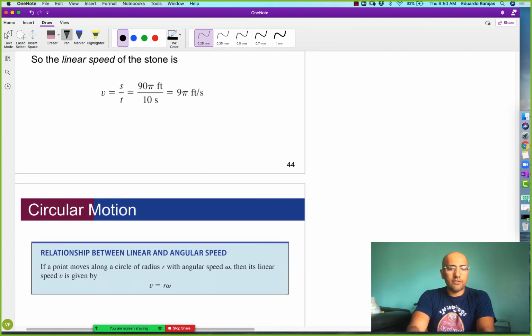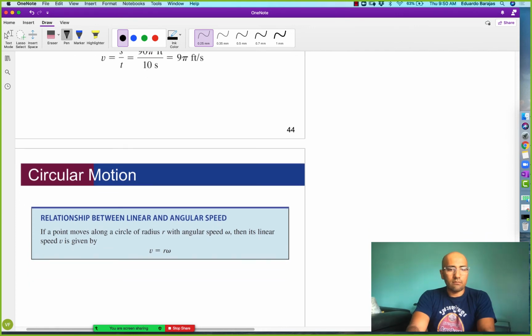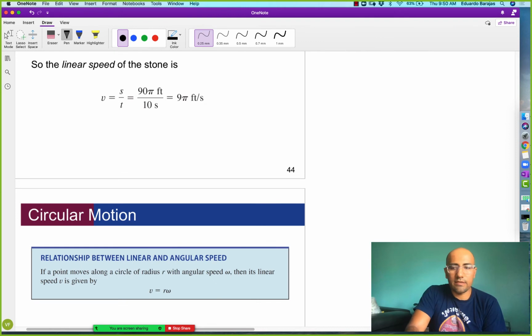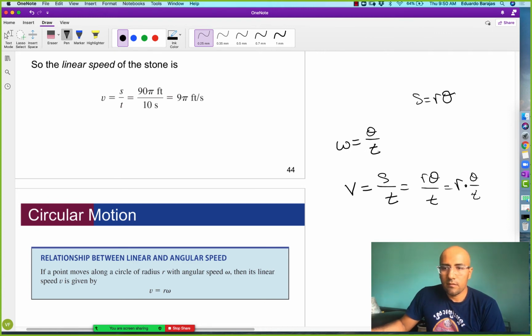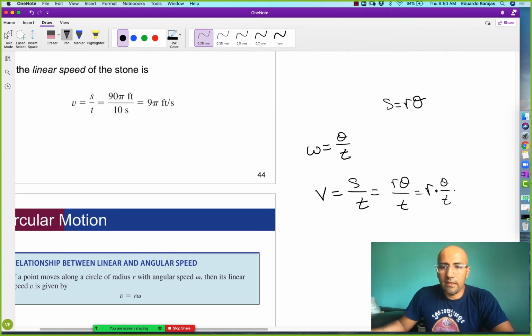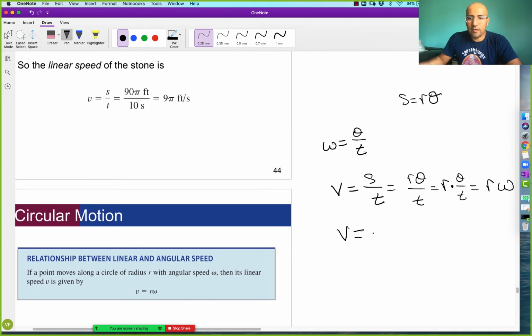No, we're almost done. The relationship between the two, as we just showed, is connected by these two things. We have that this is equal to theta over t, and we have that v is equal to s over t, but we also know that s equals r theta. So if I replace the s with an r theta, and then theta over t, just kind of group it up that way, we get that this is equal to r w. Right, so that's how we get the connection that v equals r w. And that's where they get this formula here.